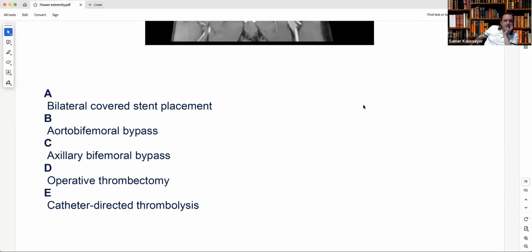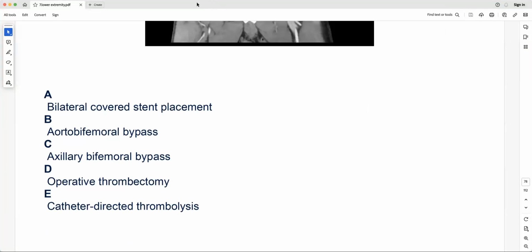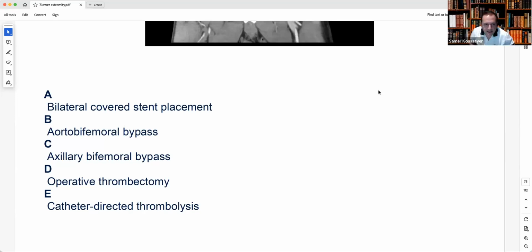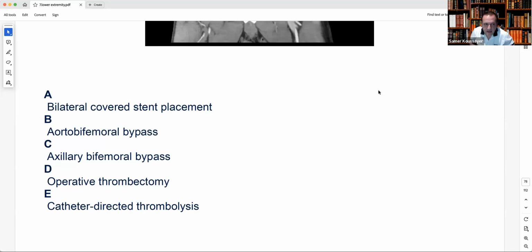Bilateral covered stent placement. Okay. Aorto-bifemoral bypass, axillary-bifemoral bypass, operative thrombectomy, catheter-directed thrombolysis. So we exclude the aorto-bifemoral, axillary-bifemoral, operative thrombectomy, and catheter-directed thrombolysis. I think if I don't have the facility, I will choose axillary-bifemoral. But if I have the facility, I will go with the bilateral covered stent. Well, I'll tell you, catheter thrombolysis is killing, and it's for sure not. Yes, no, it's dangerous. Axillary-bifem, if he's an old guy, but he's a young guy.